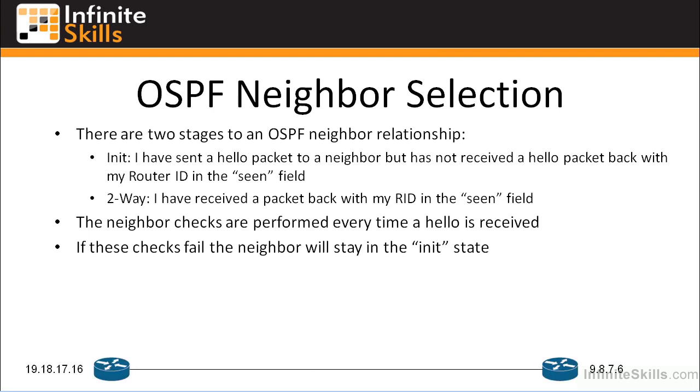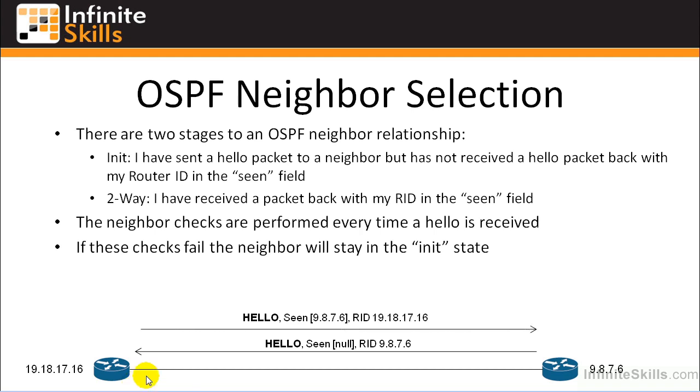Now, I've got a little diagram here that describes how all of this works together. So let's say we've got two routers. We've got 9.8.7.6 over here on the right and 19.18.17.16 over here on the left. I'm very, very creative with these router IPs, you can tell. So when this router on the right comes up, it sends a hello packet that says, I've not seen any routers. My router ID is 9.8.7.6. This router over here receives it, does all the neighbor checks, and says, yes, everything checks out. We can be neighbors. So it sends a hello packet back after 10 seconds saying, hey, I have seen 9.8.7.6. My router ID is 19.18.17.16.